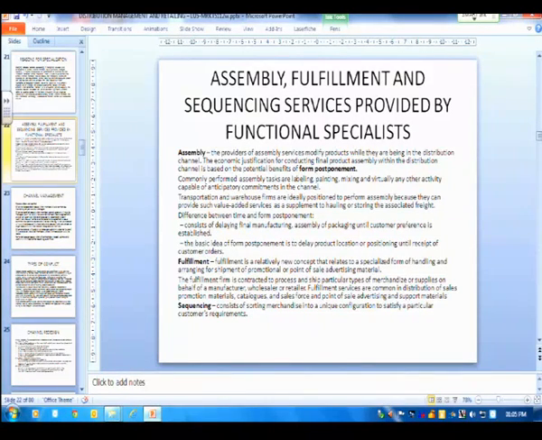The next one is sequencing. Sequencing consists of sorting merchandise into a unique configuration to satisfy a particular customer's requirements.